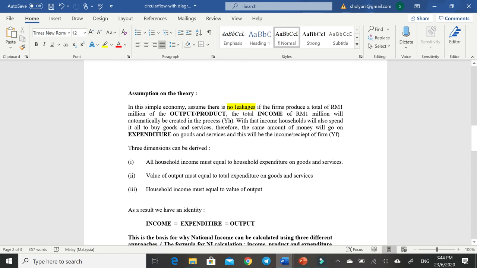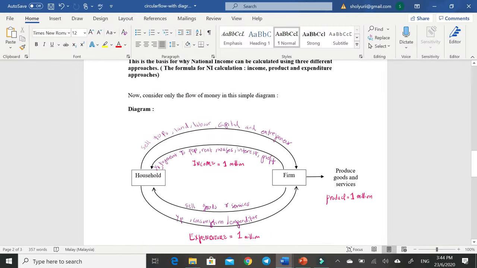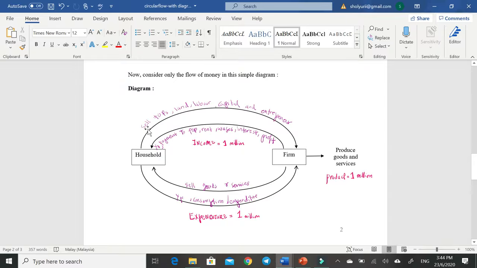Okay, kata if 1 million product, a total of 1 million output being produced, a total of income of 1 million will also be created in the process. Of course lah kan, sebab dia beli bahan mentah yang bernilai 1 juta, so dia kena bayarlah 1 juta. So income pun akan bernilai 1 million.